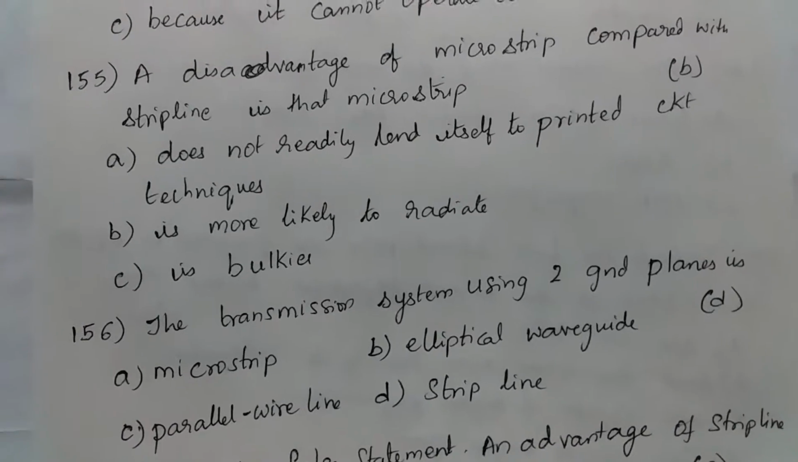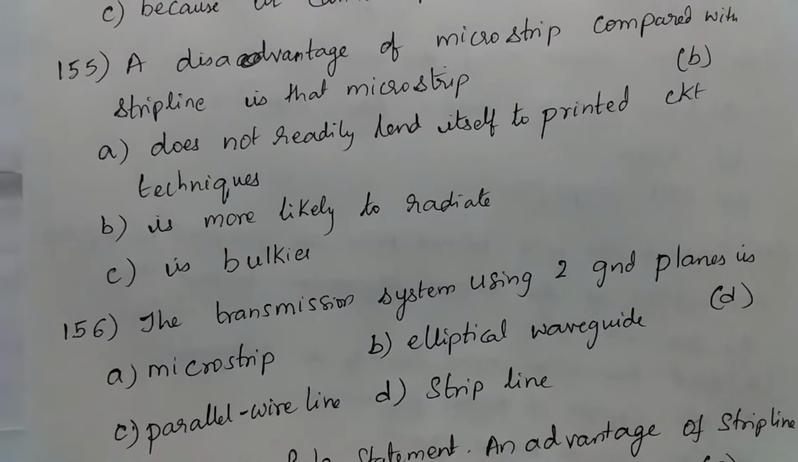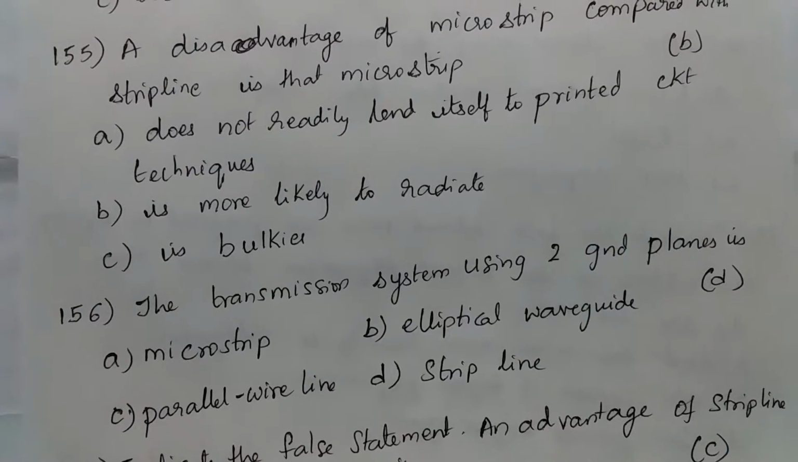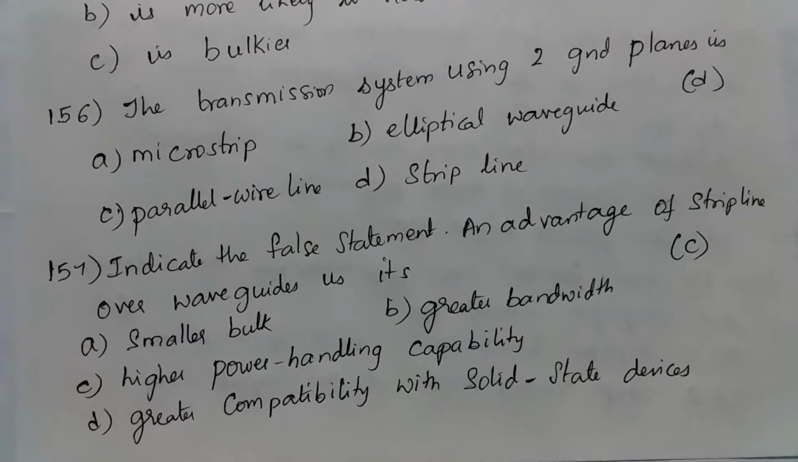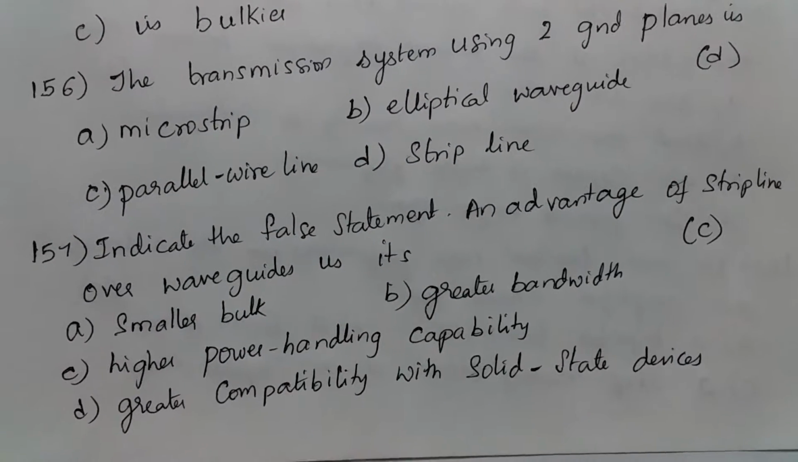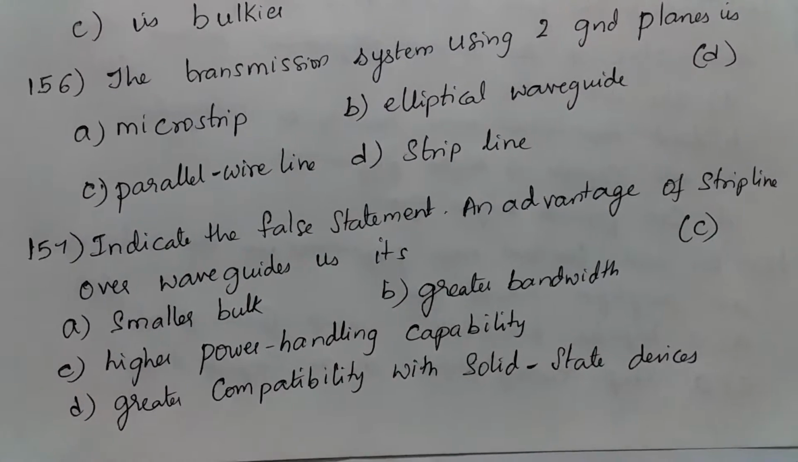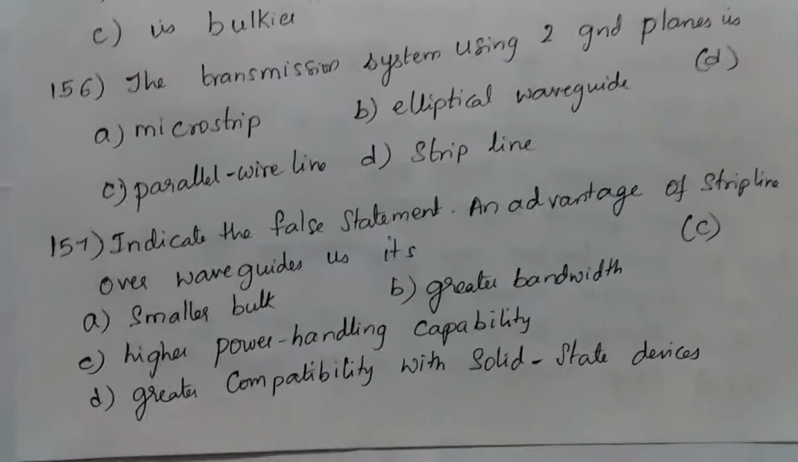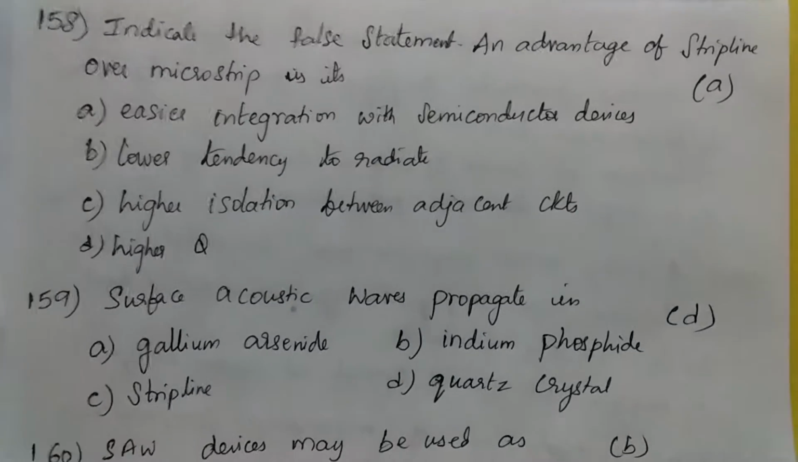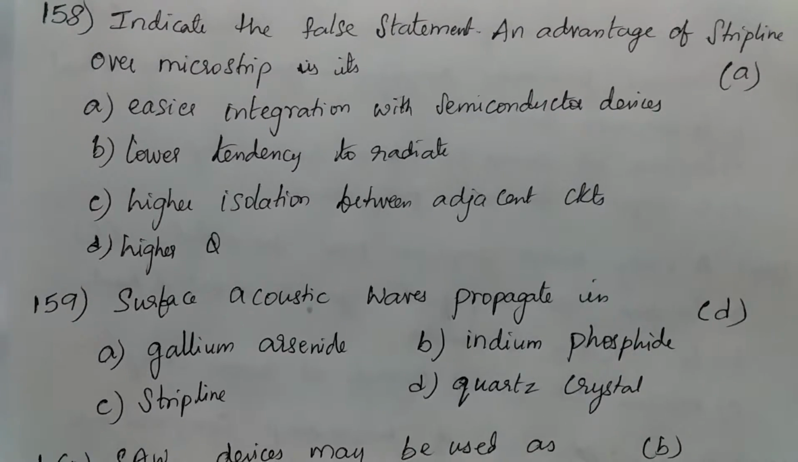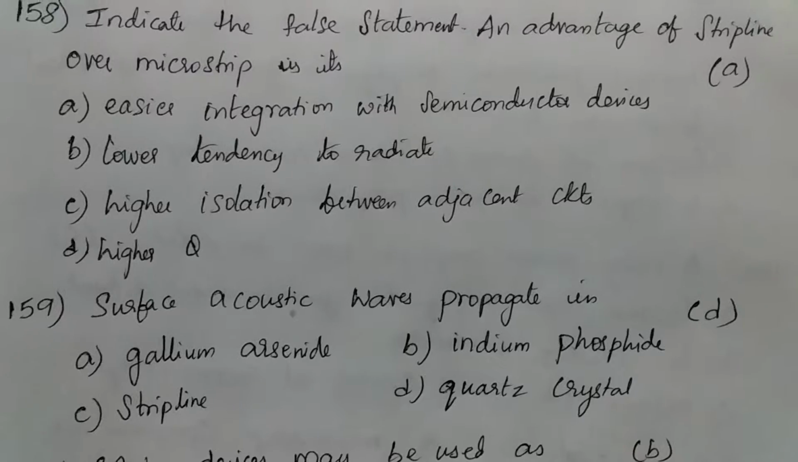A disadvantage of microstrip compared with stripline is that microstrip is more likely to radiate. The transmission system using two ground planes is stripline. Indicate the false statement. An advantage of stripline over waveguides is its higher power handling capability. Indicate the false statement. Advantage of stripline over microstrip is its easier integration with semiconductor devices.